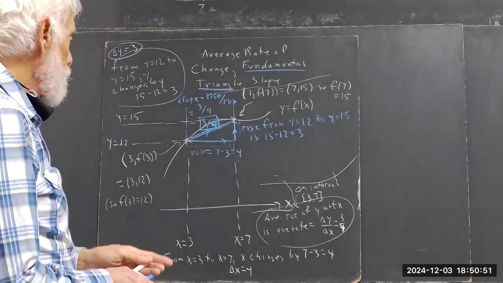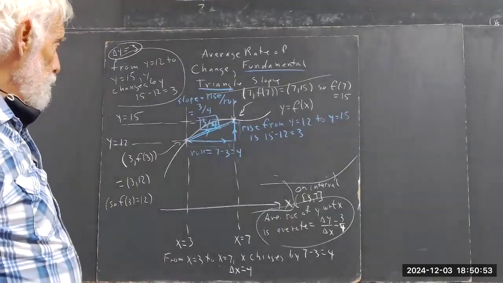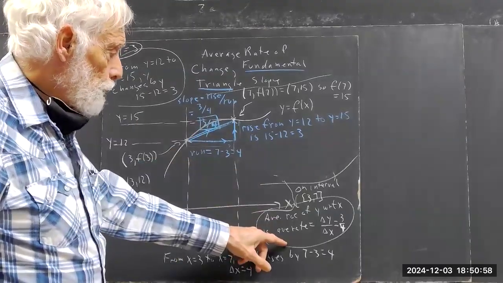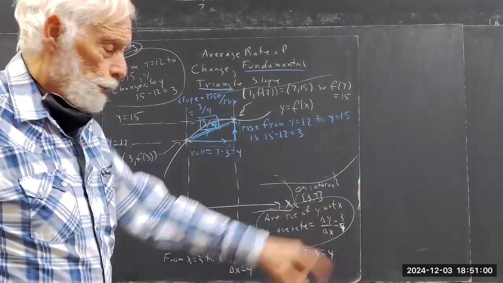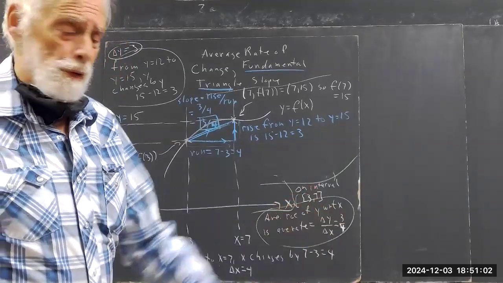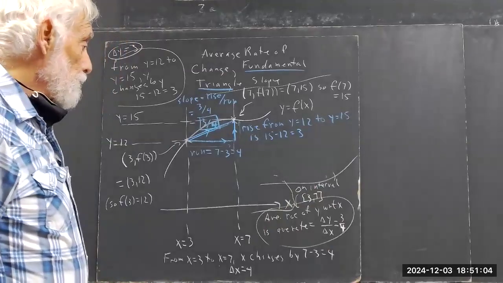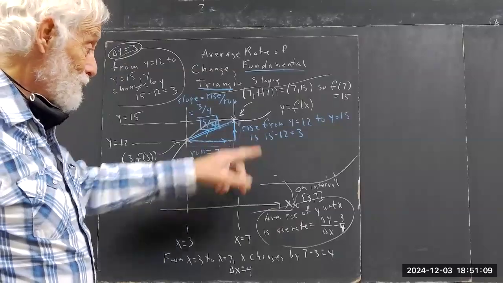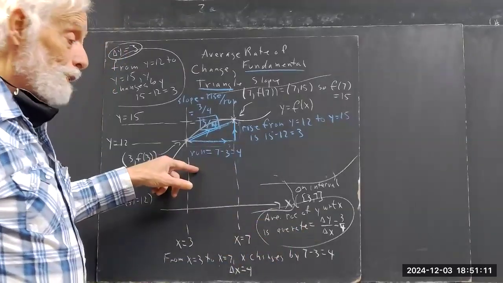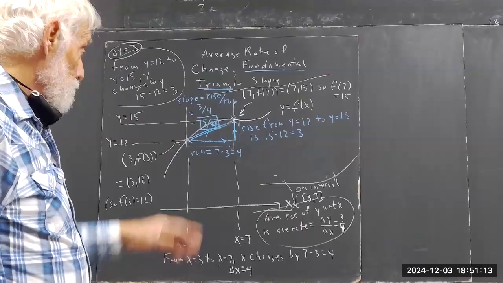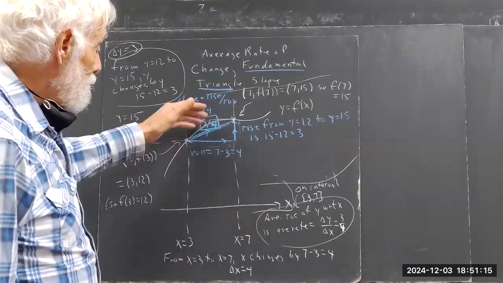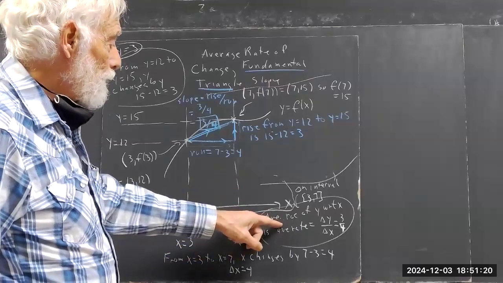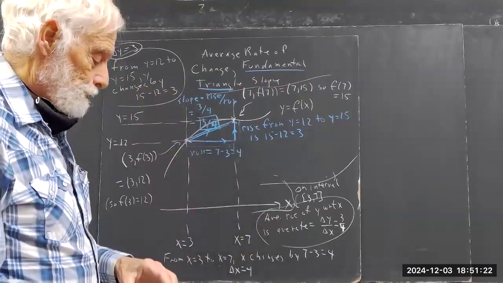Okay, well, one thing we notice is that the slope is 3/4, and the average rate of change of y with respect to x is 3/4. Well, that's because the change in y is the rise, okay? And the change in x is the same as the run. So there's a complete correspondence between the average rate of change and the slope.